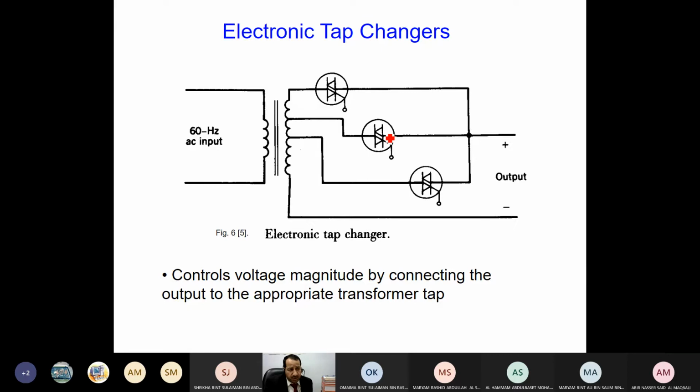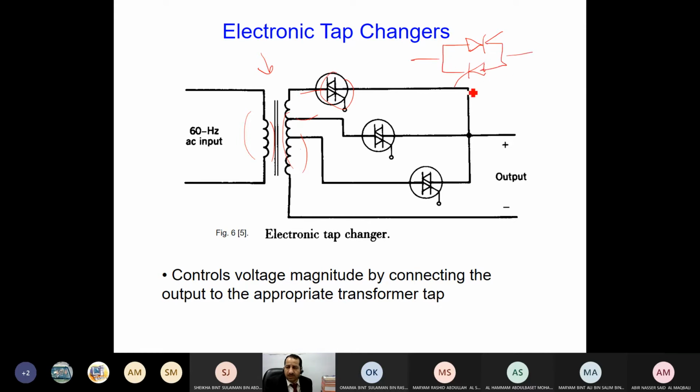Electronic tap changer. Now I will talk about how we use power electronics converters to produce a supply with good quality. See here, this is a transformer. Have a look here. This is the primary, this is the secondary, but with different taps. Here we put a triac. Triac is one of the thyristor family. Triac, diac, you can read more about them in the power electronics book by Muhammad Rashid. This is equivalent to connecting two anti-parallel thyristors in this way.